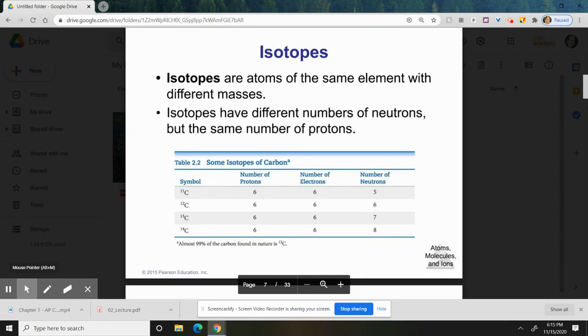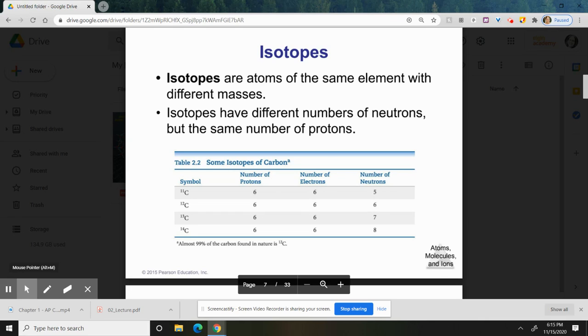Isotopes are elements that have the same number of protons but different numbers of neutrons from each other, which also indicate different masses from each other. So we've seen a lot of examples of this. Carbon is a big example, right? Carbon 12, carbon 13, carbon 14.